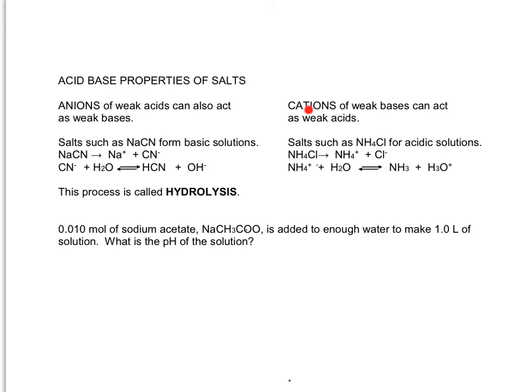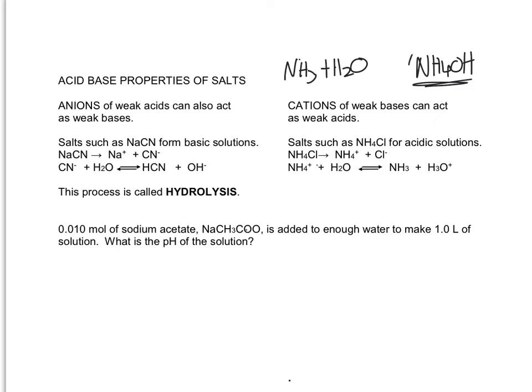Now, similarly, cations of weak bases can act as weak acids. Well, what does that mean? For example, ammonia, NH3, if you put that in water, aqueous ammonia is the same thing as ammonium hydroxide, NH4OH. So NH3 and water is the same thing as NH4OH. That's just what aqueous ammonia is. So anyway, we know that ammonia is a weak base.